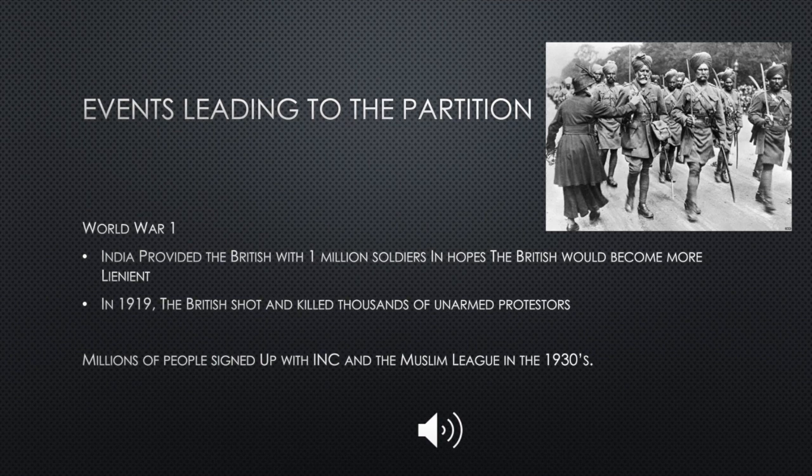Now let's talk about the events leading to the partition. There were many. During World War I, in hopes of the British becoming more lenient politically or granting independence, India provided the British with 1 million Indian soldiers. The INC and Muslim League approved of this act, but with no avail. In 1919, the British opened fire on unarmed protesters. This action killed thousands of people, causing anger and a stronger desire for change.